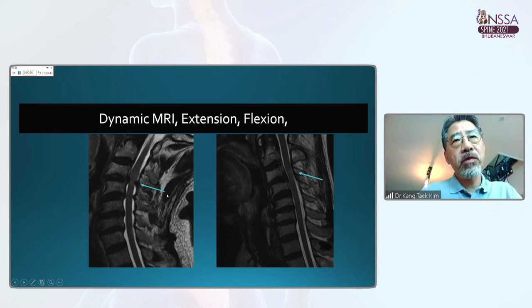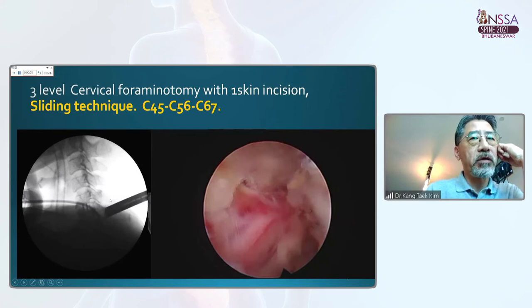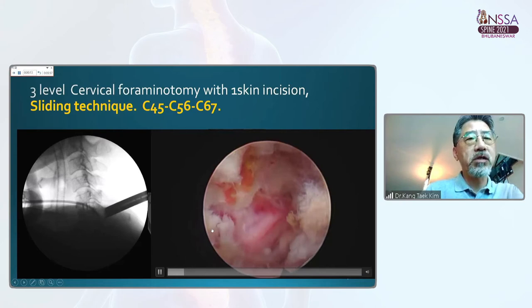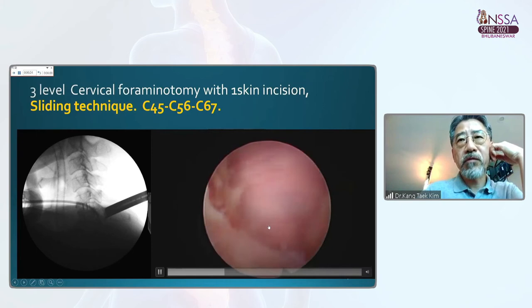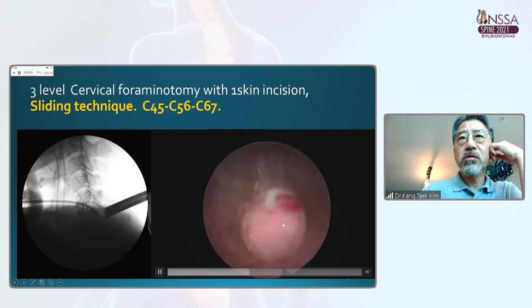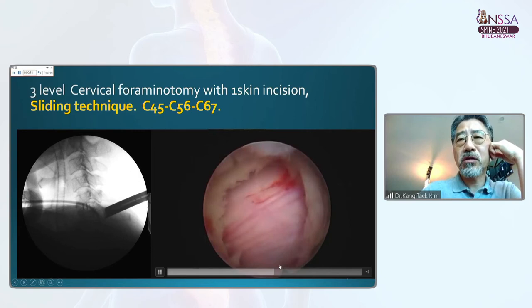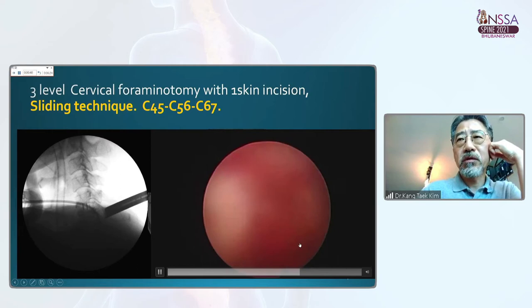In case of a three-level stenosis, with one skin incision we can do three-level decompression. Posterior three-level decompression with one skin incision can be better than open microscopy. The operation is at C4-5, then C5-6, and sliding to C6-7. The spinal cord and C6 root are seen, and we move to C6-7. So we can do three levels with one skin incision using the sliding technique.